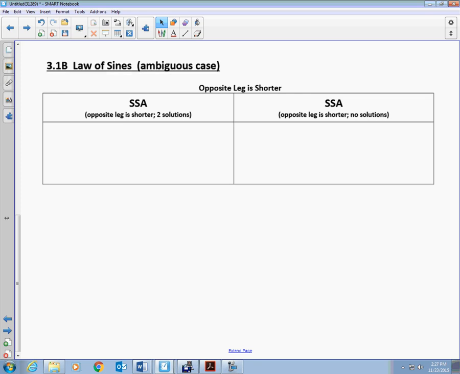Law of sines, this is called the ambiguous case. If you end up with side-side-angle, you might have it that the opposite leg is shorter and get two solutions. Here's an example. Draw a triangle. Say this is an angle of 40 degrees. And then you're going to have two sides. Is the angle included between those two sides or not? No. So we'll call this, say, 10.